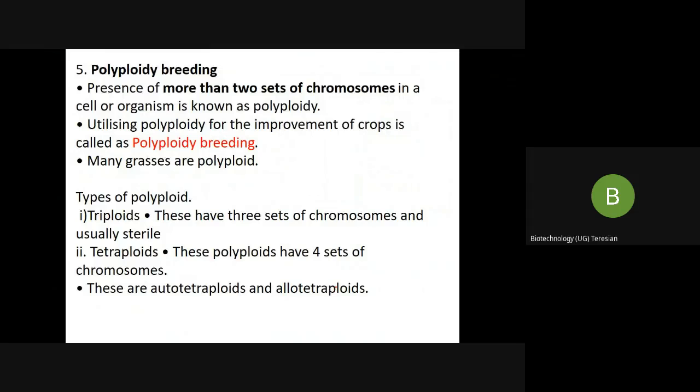Coming to the next type of breeding, known as polyploidy breeding. Again, you have to recall your genetics classes, where we dealt with what polyploidy is. Polyploidy, you know, means having two or more sets of chromosomes. This can occur naturally or one can induce it also.